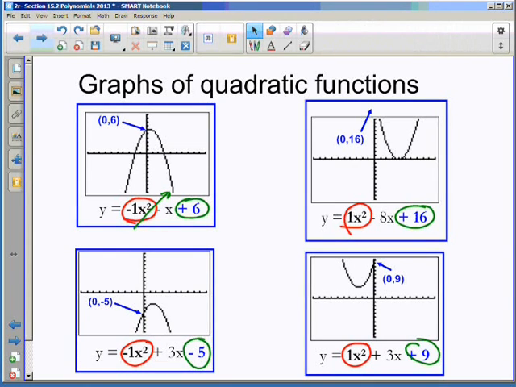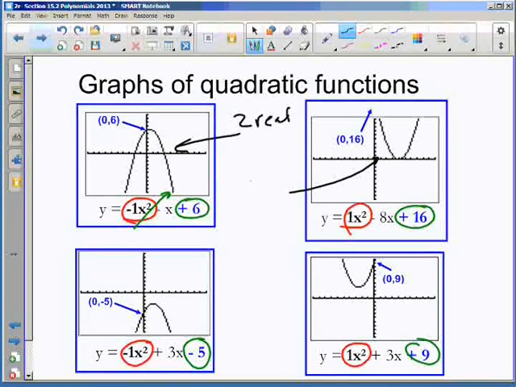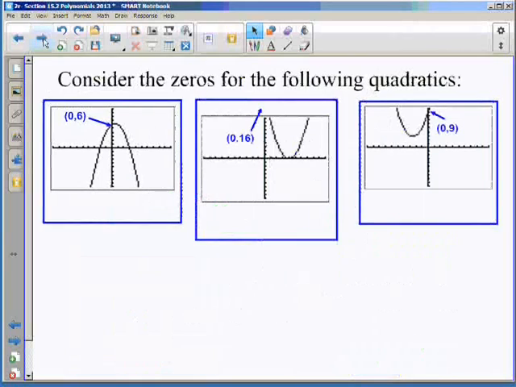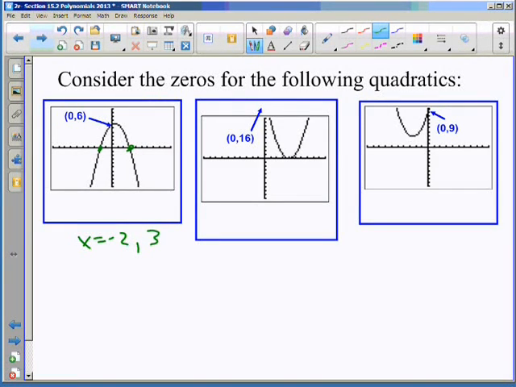There's also always two zeros, but in this case on the top we're going to have two real. This one we're going to have one real, something we're going to call a double zero. And then these are both going to have complex zeros because it doesn't cross the x-axis. And so we got some stuff to get into here. Consider the zeros for the following quadratics. In this example, we're going to have two zeros that are real on the left. We could say x equals negative 2 and 3 are zeros.